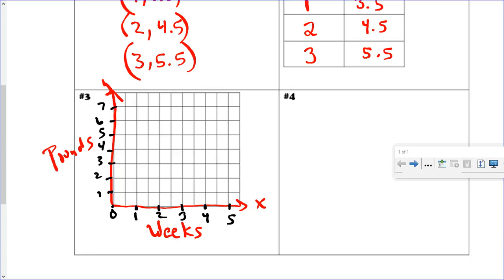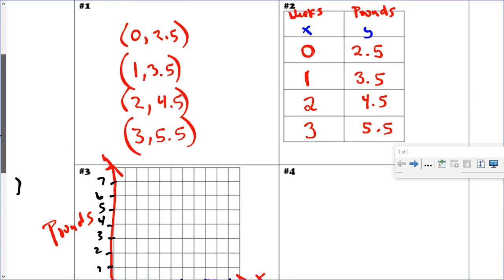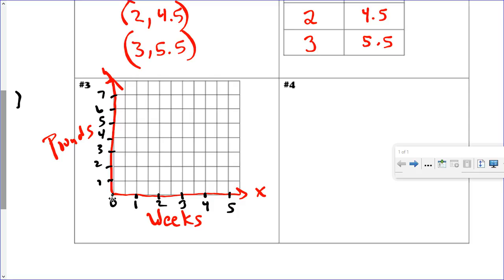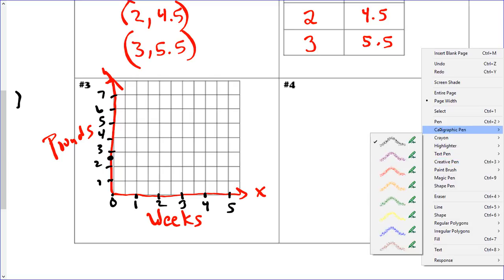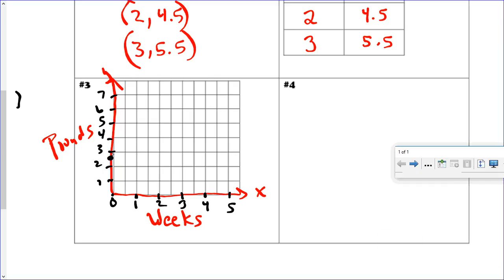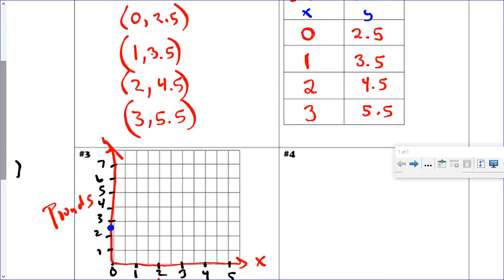All right, now I put my ordered pairs onto the graph. Let's see, I got 0 and 2.5. So 0, I don't go right or left. I just go up to 2.5. My first point, maybe I'll use a different color. 0, 2.5. Then 1, 3.5. 2, 4.5. And 3, 5.5.